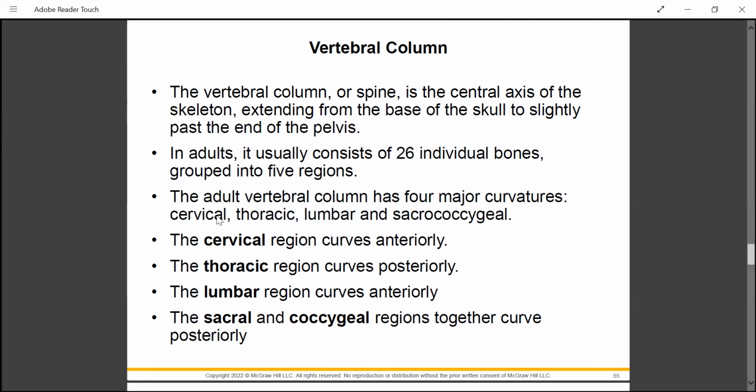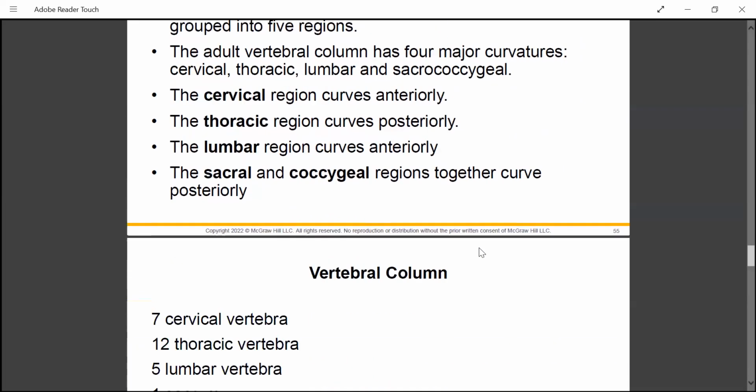So the first region is our cervical region. That is our neck. So it curves anteriorly. So our curve points anteriorly in the cervical region. It is considered a lordotic curve, or it has lordosis. The thoracic region curves posteriorly, so it's considered kyphotic. The lumbar region curves anteriorly, so it's considered lordotic. And then our sacrum and our coccyx, those regions curve together posteriorly. And so that would also be considered kyphotic. So you see the pattern here is that it kind of alternates between lordosis and kyphosis.